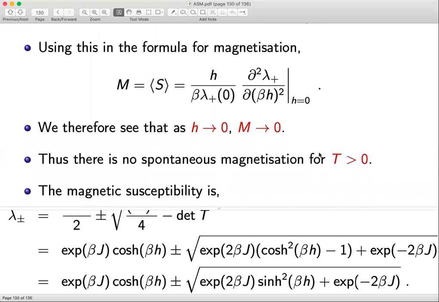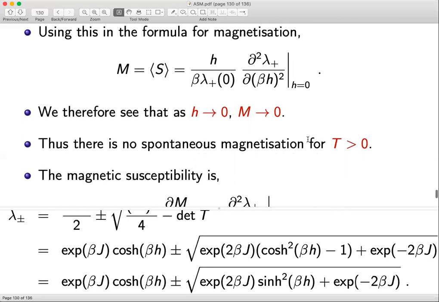Now, this is something which we had expected, because we have already given the argument about how interface formation was favored in the one-dimensional Ising model, and therefore the system would choose to go into the disordered state rather than try to orient spins in the same direction, because the entropy was always winning over the internal energy. And in this transfer matrix formalism, we see this explicitly because for finite temperature, the magnetization is directly proportional to H for small H.